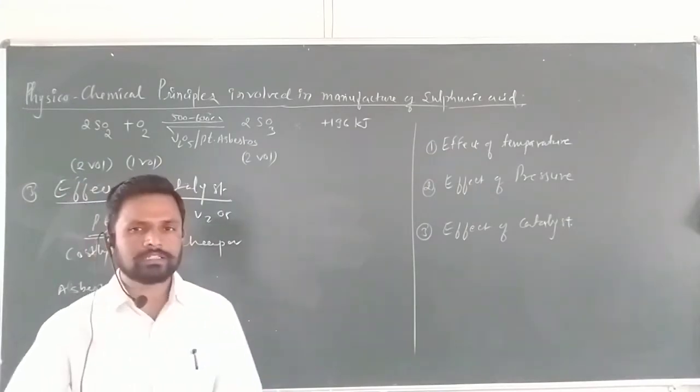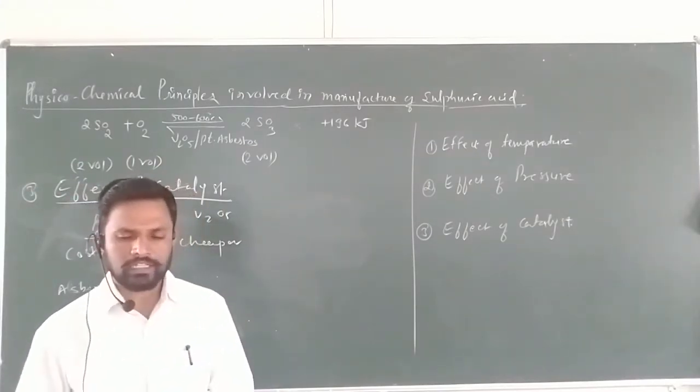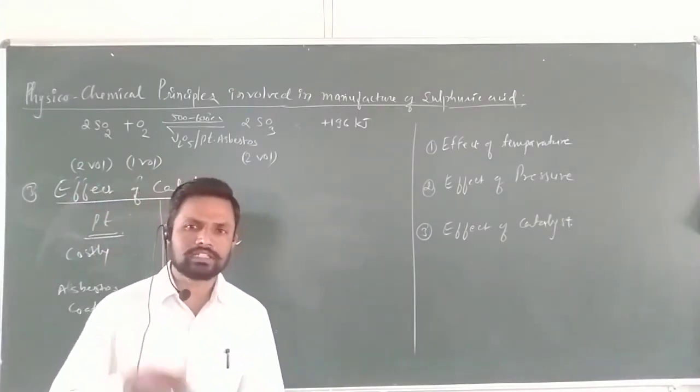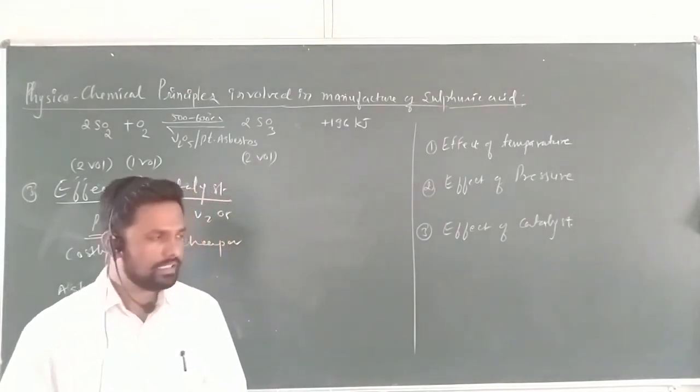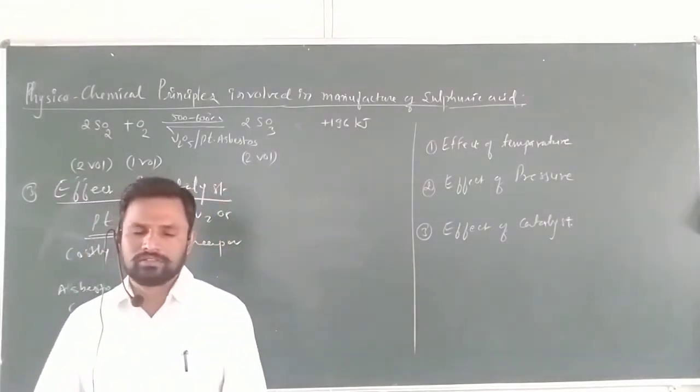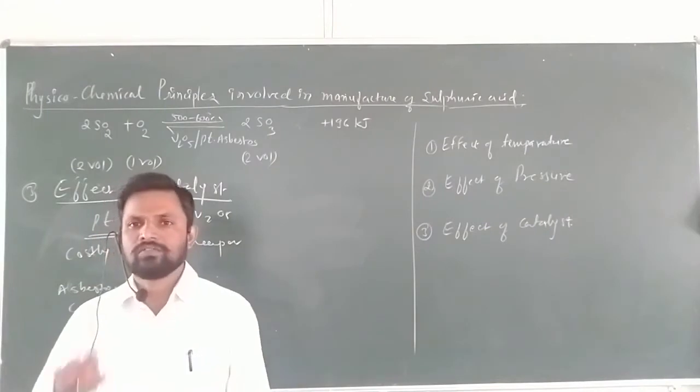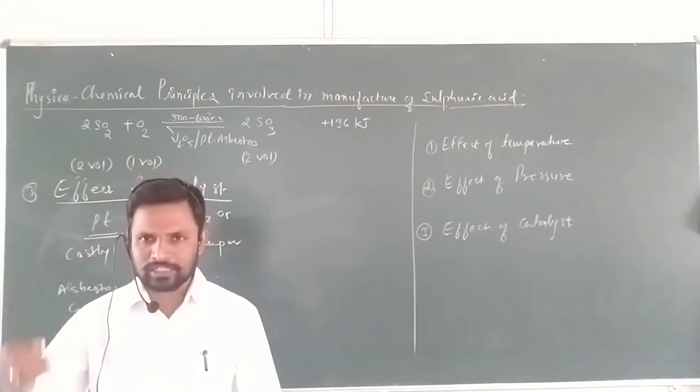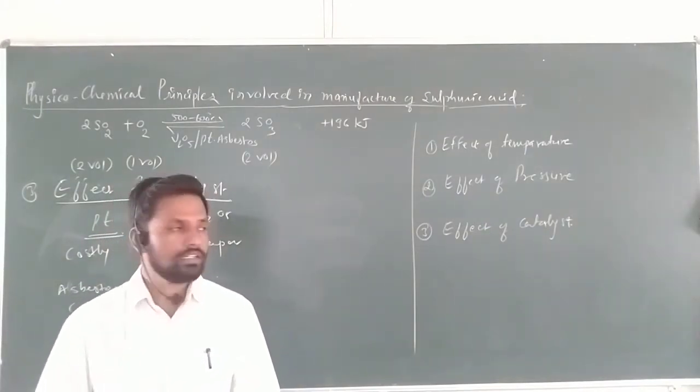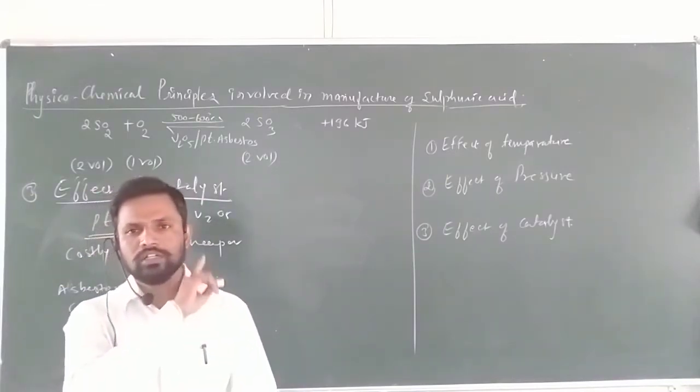And pressure, you require the pressure according to Le Chatelier's principle. If you want to shift the equilibrium towards the right hand side, you need a certain pressure. That pressure is nothing but 1.5 to 1.7 atmospheric pressure, required for the conversion of SO2 to SO3.